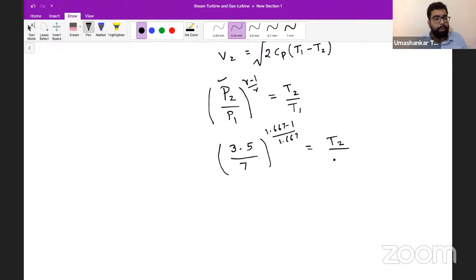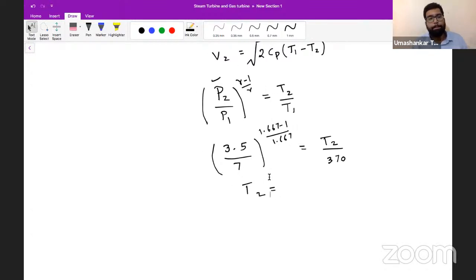So what is our T1 here? T1 is 370. So can anyone tell me the value of T2 coming out of it? I have to calculate myself. Nobody is going to help me out. So this is coming out to be 280.38.